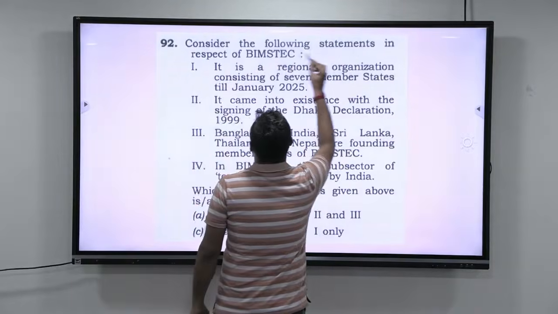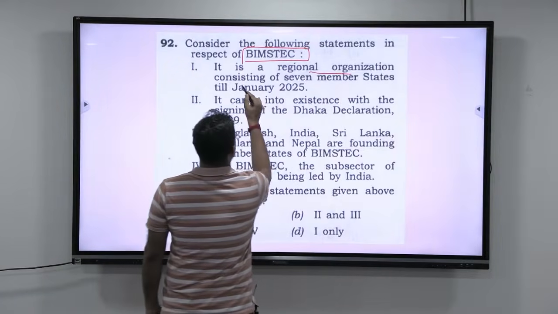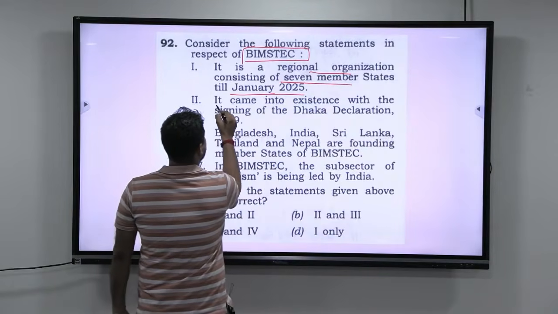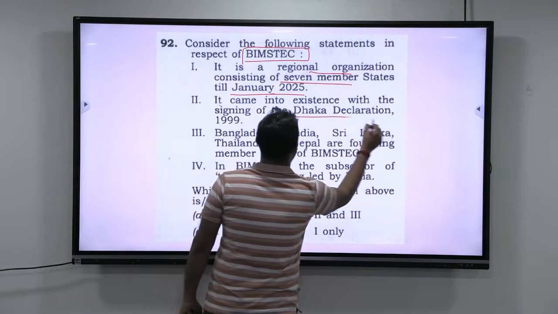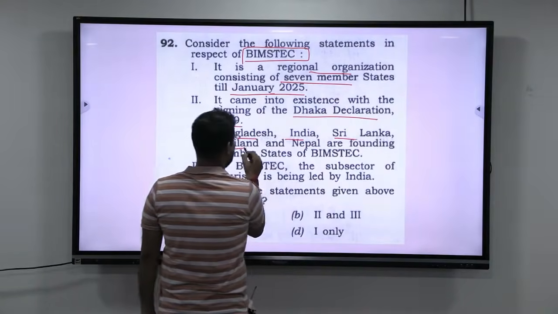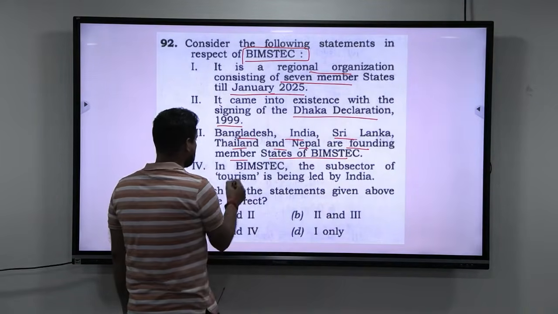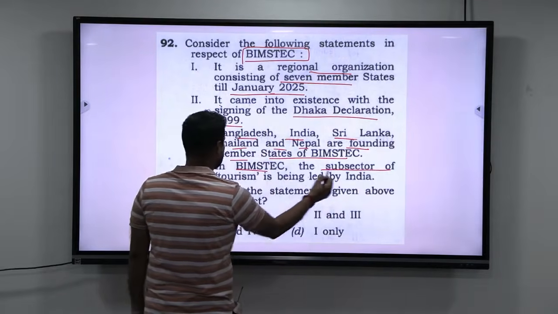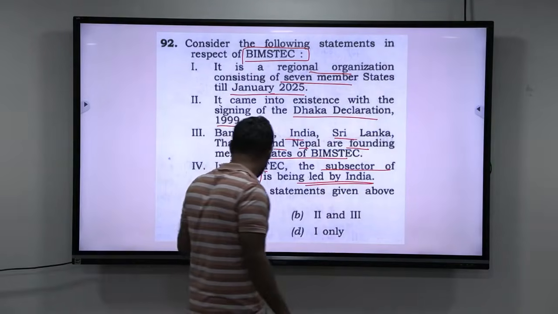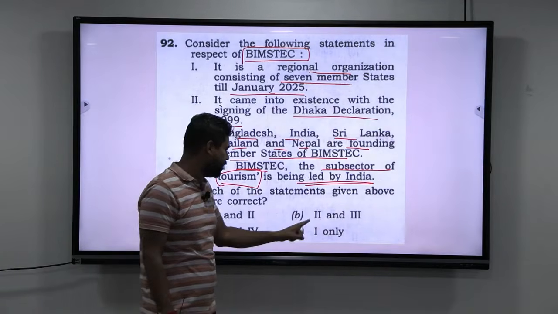Consider the following statements in respect to BIMSTEC. One, it is a regional organization consisting of 7 members till January 2025. Two, it came into existence with the signing of the Dhaka Declaration in 1999. Three, Bangladesh, India, Sri Lanka, Thailand and Nepal are the founding member states of BIMSTEC. Four, in BIMSTEC, the subsector of tourism is being led by India. Which of the following statements given above is or are correct? A, 1 and 2, B, 2 and 3, C, 1 and 4 and D, 1 only.